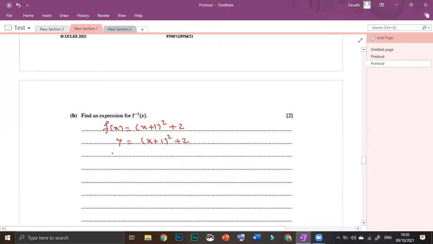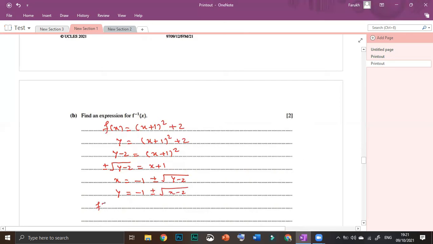Now we will make x the subject. Y minus 2 is equal to x plus 1 whole square. Very important concept. When we will take square root, we will have to put a plus minus sign. This one is the common mistake done by the student, that they do not put a plus minus sign while taking the square root. X is equal to minus 1 plus minus under root y minus 2. Now we will interchange x and y, which is the main concept of the inverse function.